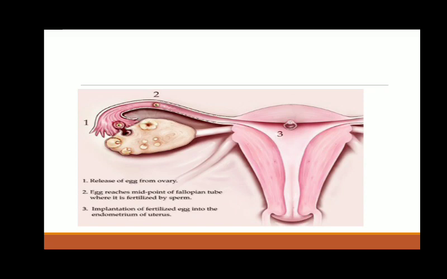See in this diagram, first number, that is release of mature egg from ovary. Then the second point, the egg reaches the midpoint of the fallopian tube where it is fertilized by sperm. That is, fertilization occurs in your fallopian tubes. And then it goes to number 3, that is implantation of the fertilized egg into the endometrium of the uterus. That is, implantation occurs in your uterus, that is your endometrium.